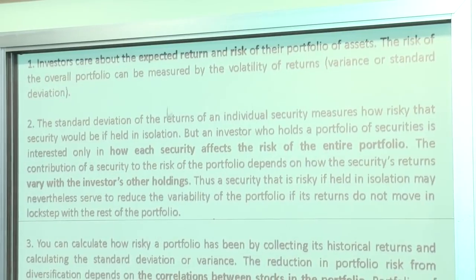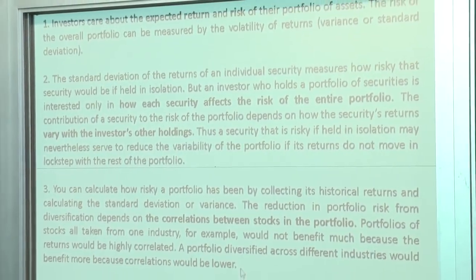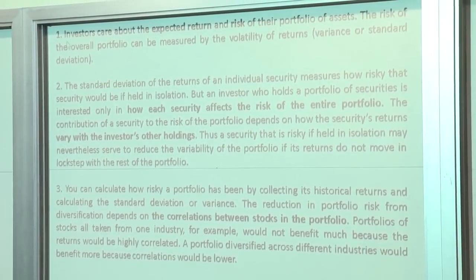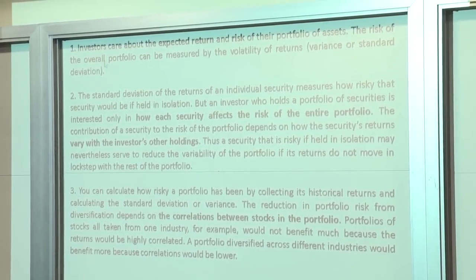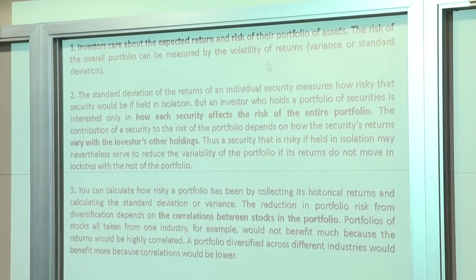These are three long paragraphs, same thing from the textbook. Let's read it together and see if we understand. People care about the combination of risk and return. The risk of the overall portfolio can be measured by the volatility of returns, which is variance and standard deviation, which we already know how to calculate. The standard deviation of the return of an individual security measures how risky that security would be if held in isolation. But in reality, an investor who holds a portfolio of securities is interested only in how that security affects the risk of the entire portfolio.